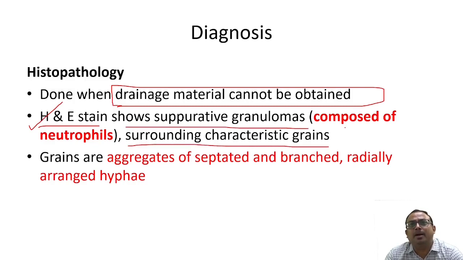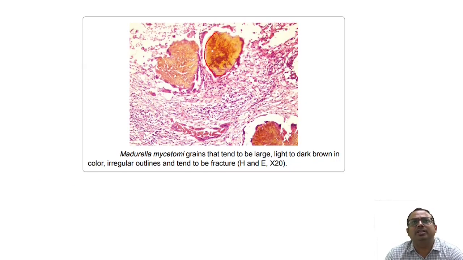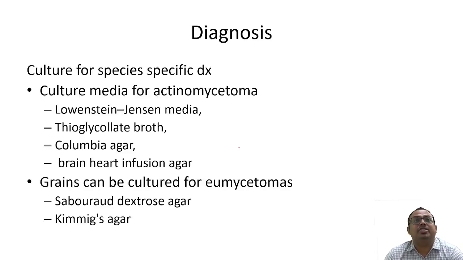And what is it composed of? The granuloma is composed of neutrophils. It is not composed of lymphocytes. You will be able to visualize grains, which are actually the aggregates of the fungi or bacteria, or the causative organism itself, arranged radially in the form of hyphae. Here you can see a light brown to dark brown colored grain surrounded by the granuloma. This is what you can visualize in a histopathological examination.